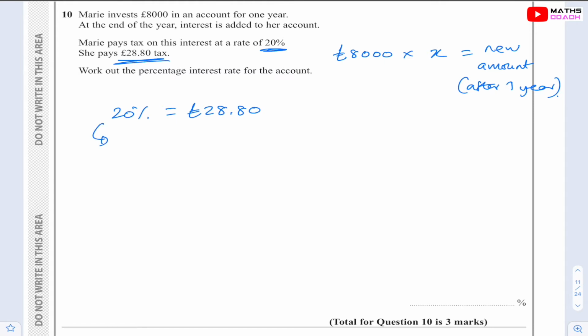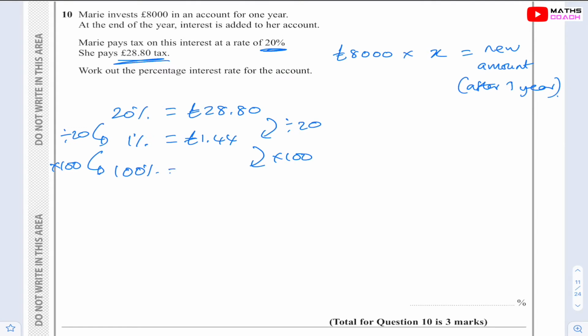We can do that by going down to 1% by dividing both sides by 20. So £28.80 divided by 20 gives us £1.44. And then we can go back up to 100% by timesing by 100. So we multiply this side by 100 as well. So £1.44 times by 100 is equal to 144. So this is the amount that she paid an interest of 20% on.